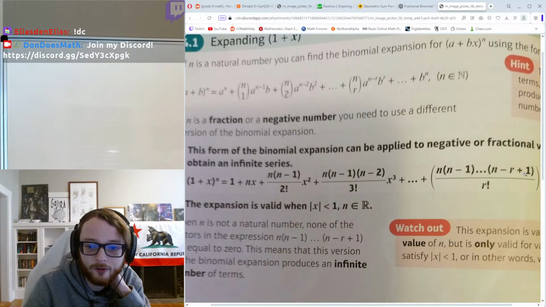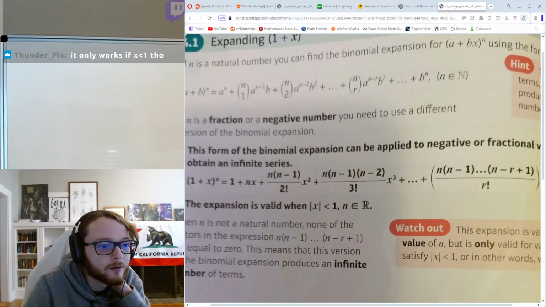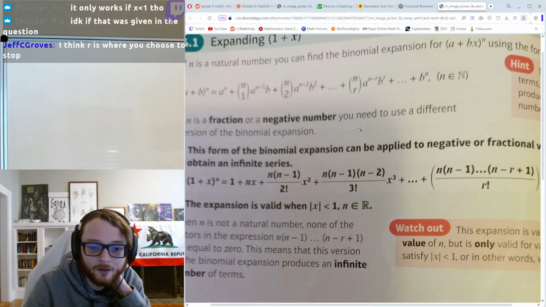N minus r plus 1. What is r? r is the index? So if x is less than 1. Yeah, I mean, I assume that's just something we have to deal with. No, the person didn't say that, but I think we can safely say that.